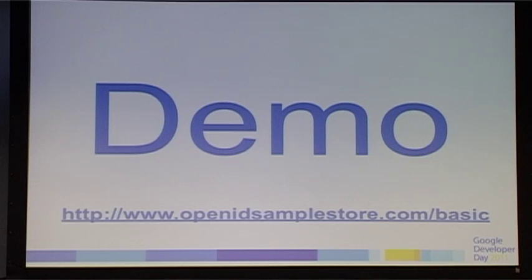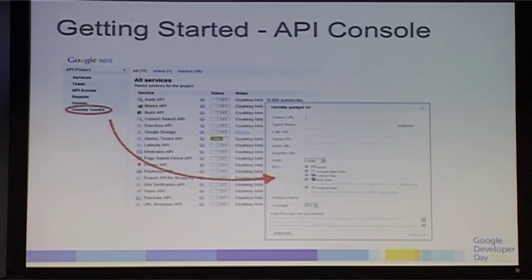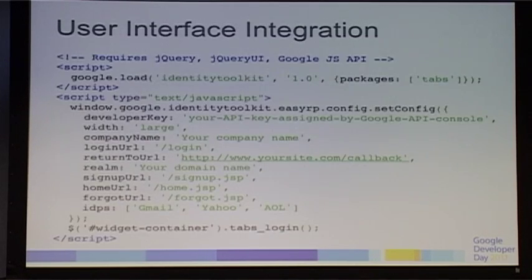But what is it like for you as a developer? As a developer, it's pretty simple. You start off in the APIs console just like all the other APIs. You basically say, I want to use the Identity Toolkit, put in some information about your application over here, and you choose which identity providers you support, and it gives you some JavaScript at the bottom. The JavaScript looks something like this. It's very simple. You just copy and paste it.